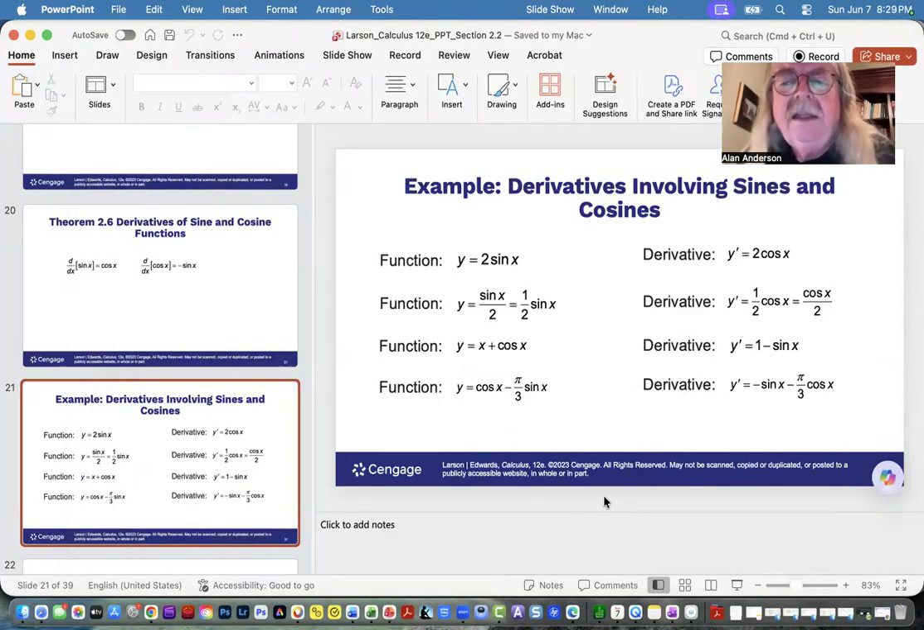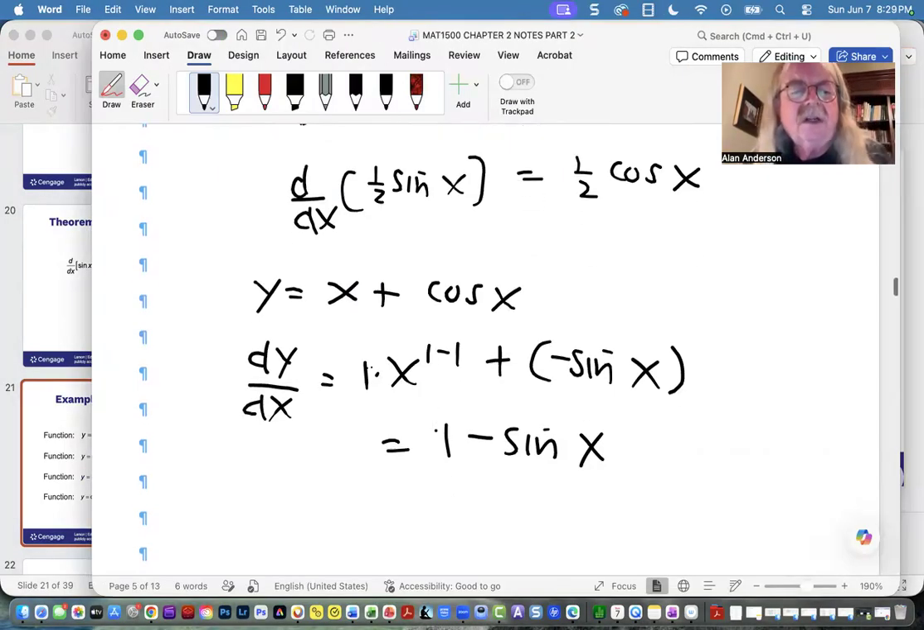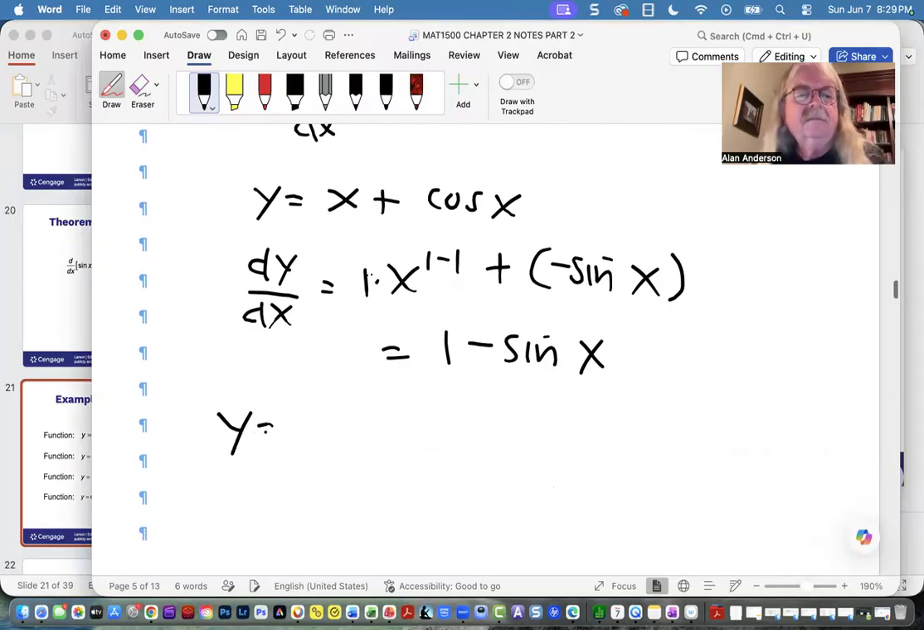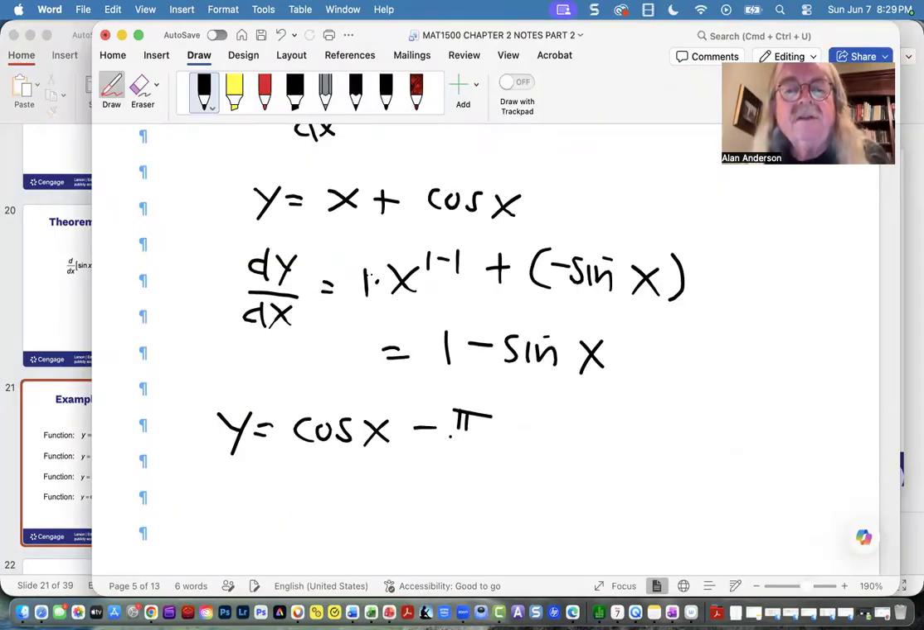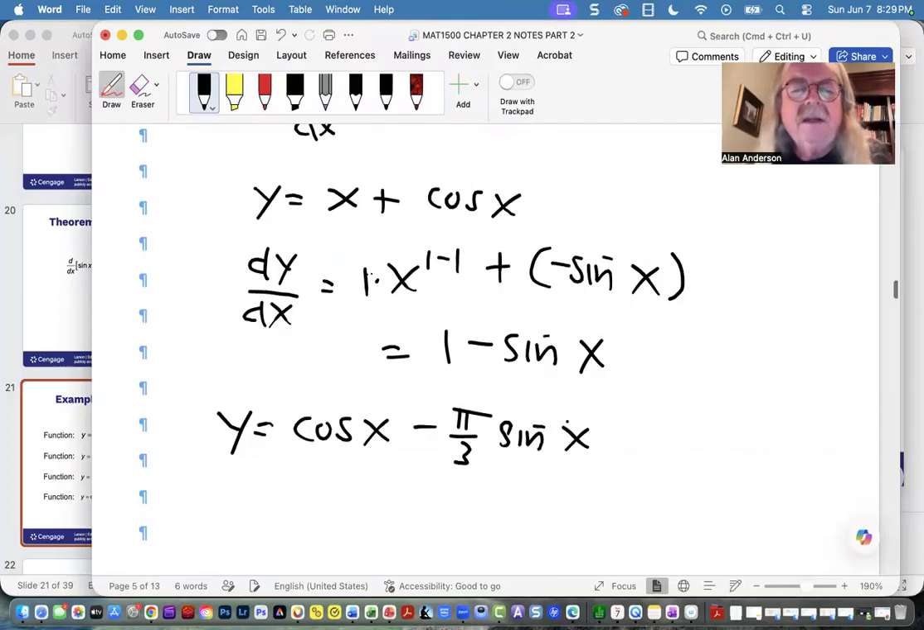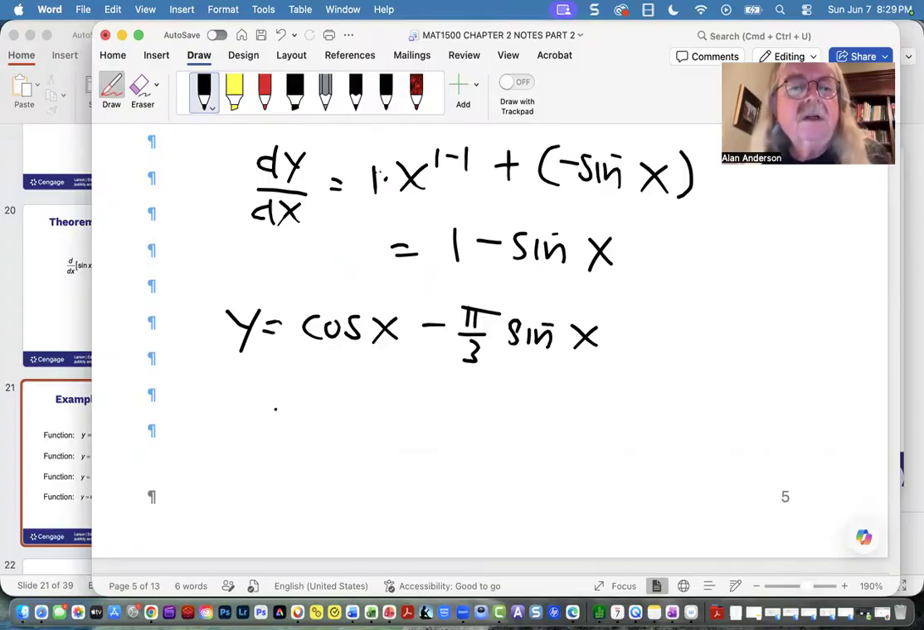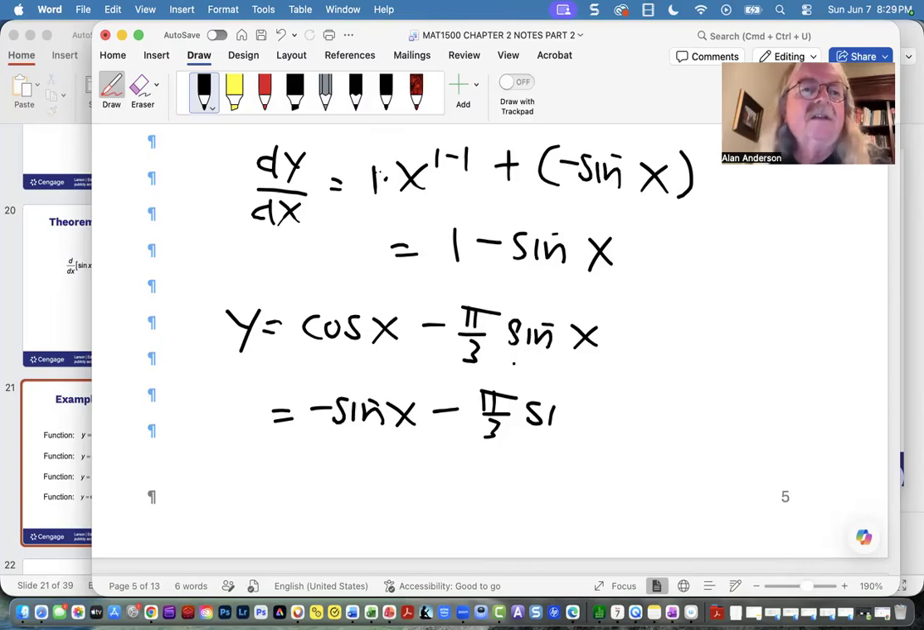Okay. And then, now look at this one. Cosine x minus, now pi over 3 is just a constant. So don't worry about it. Just apply it the way you normally do. So we're going to have negative sine x minus pi over 3 times the sine of x. Sorry, the cosine of x. And that's it. We're done.